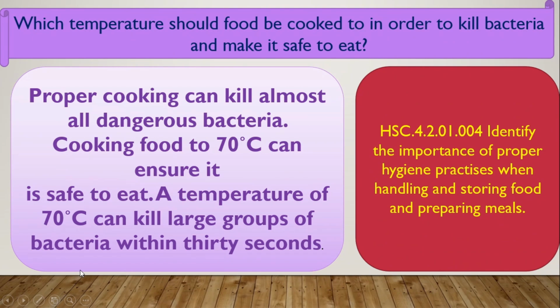Which temperature should food be cooked to in order to kill bacteria and make it safe to eat? Proper cooking can kill almost all dangerous bacteria. Cooking food to at least 70 degrees Celsius can ensure it is safe to eat, as a temperature of 70 degrees Celsius can kill large groups of bacteria within 30 seconds. Okay.